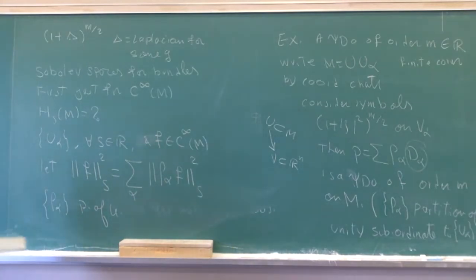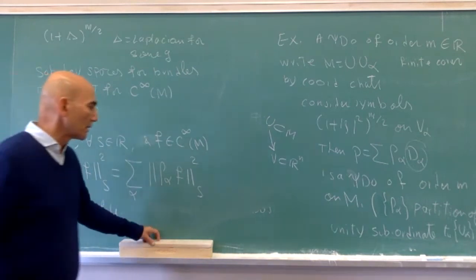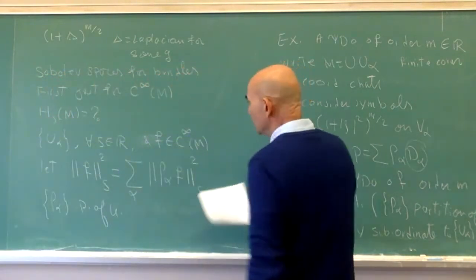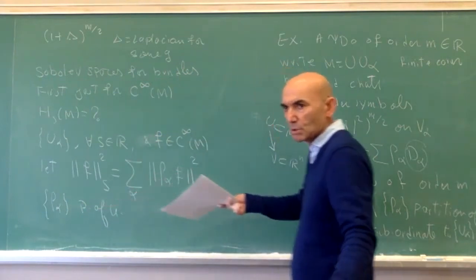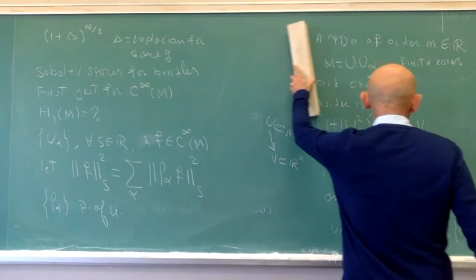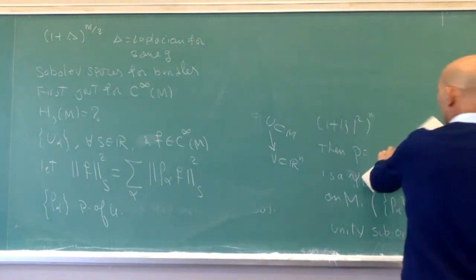Okay, and then you can define this W^s to be the completion of C infinity of M with respect to this norm. At least you can do this. Logically, there is no obstruction to do that, right?